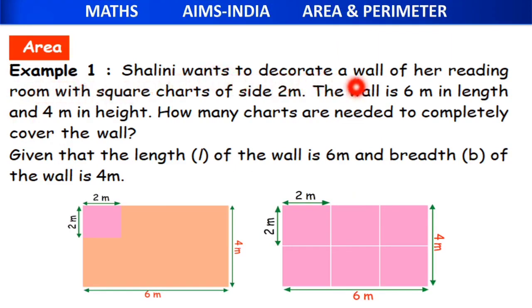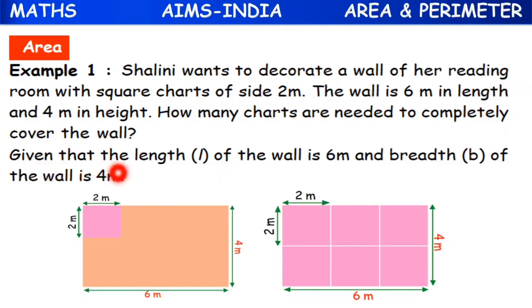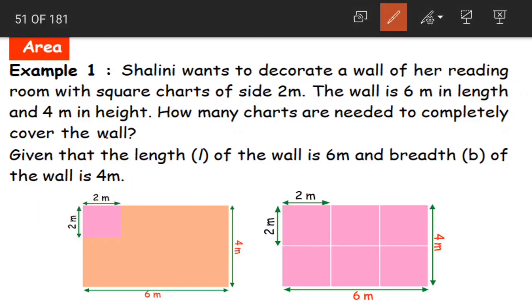Example 1. Shalini wants to decorate her reading room with square charts of side 2 meters. The wall is 6 meters in length and 4 meters in height. Given that the length of the wall is 6 meters and the breadth of the wall is 4 meters. Now what are they saying here in this example? We have two shapes, a square and a rectangle. The size of the square charts is 2 meters, and the wall, which is rectangular in shape, has length 6 meters and breadth or height 4 meters, children.